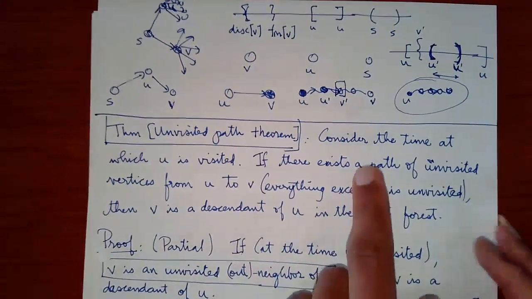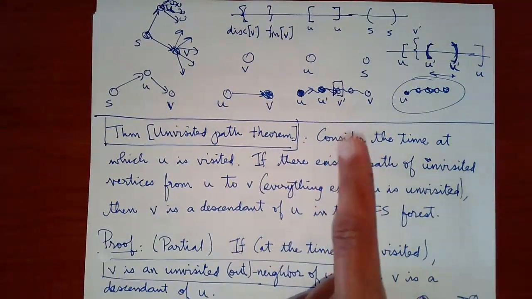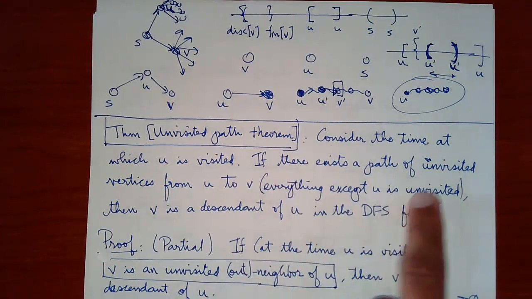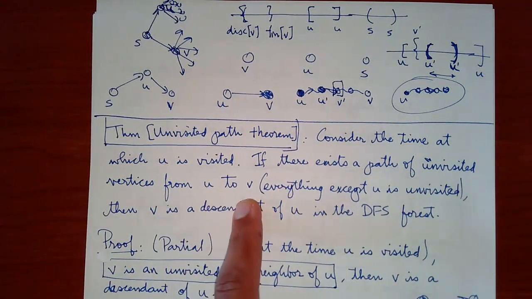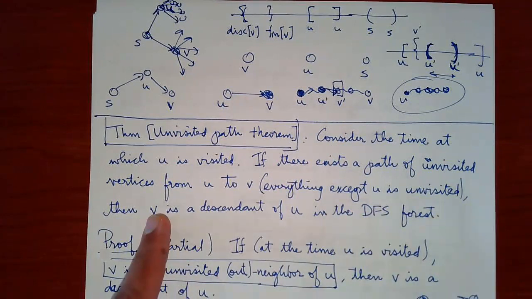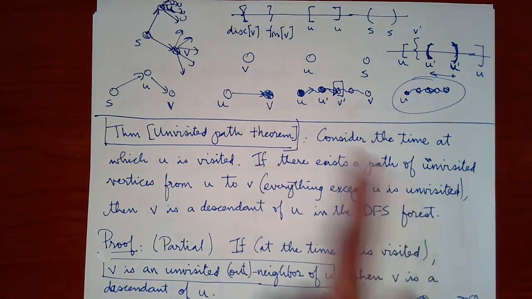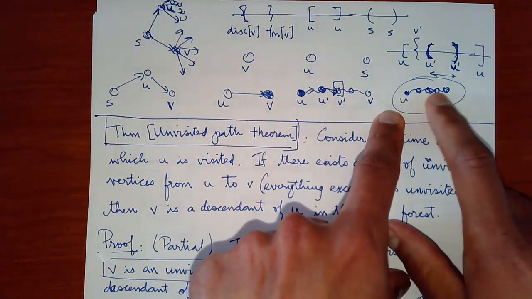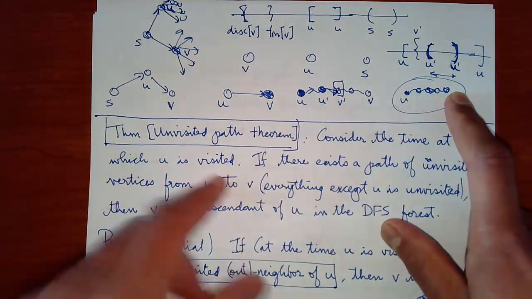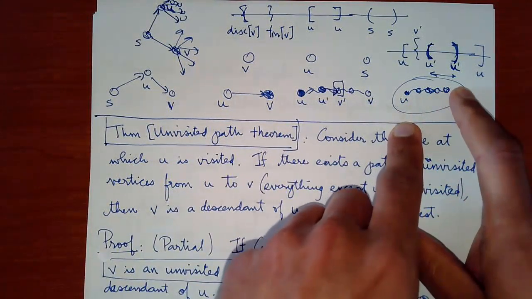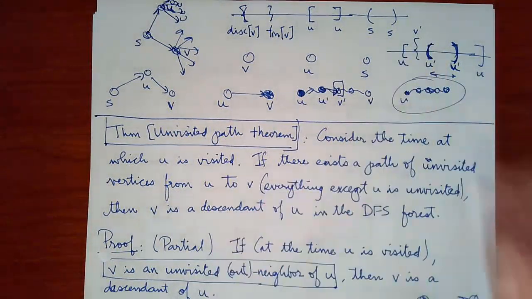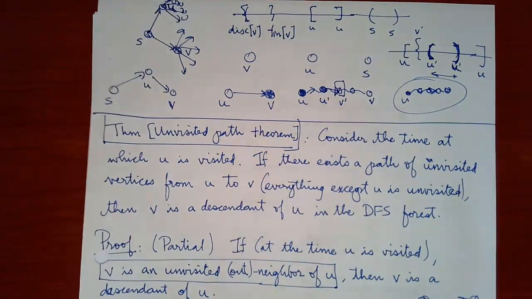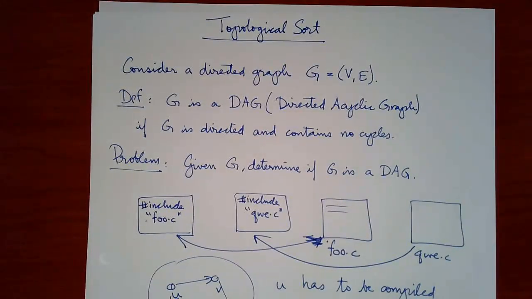And then we had this other property called the unvisited path theorem. Consider the time just before U is visited. If there exists a path of unvisited vertices from U to V, so everything except U is unvisited, then V is a descendant of U in the DFS forest. Meaning if you found a path from U to V, all of which are unvisited except for U, because U is visited at that time, then V is a descendant of U. So this is the unvisited path theorem, and these were the two properties that we discussed of DFS.